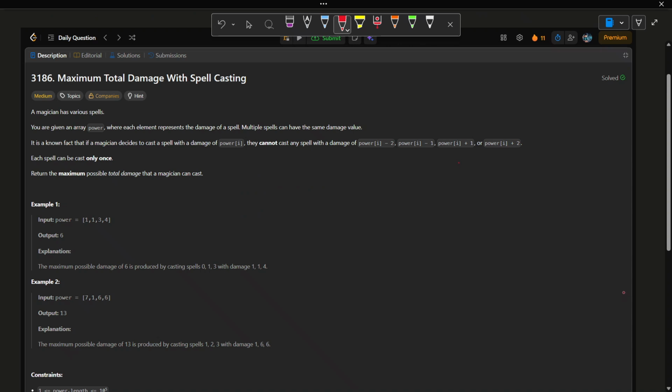So today I'm going to discuss maximum total damage with spell casting. This is LeetCode problem number 3186. Let's start with the definition. A magician has various spells. You are given an array named power, where each element represents the damage of a spell. Multiple spells can have the same damage value.